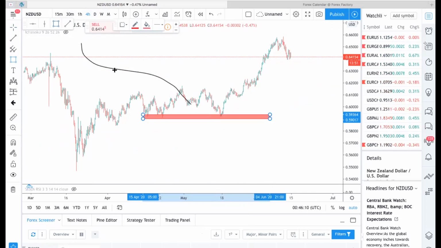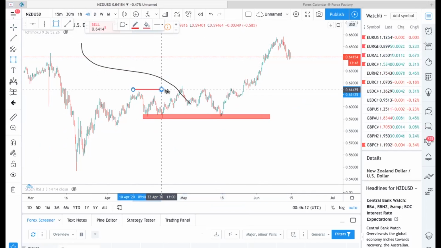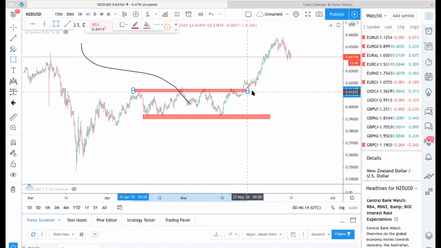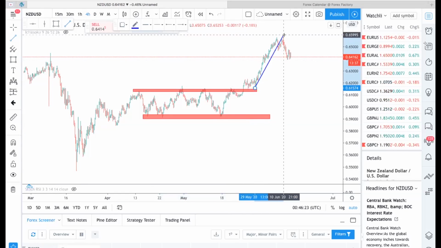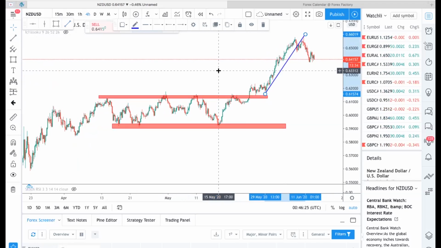And then this area as well is also a turning point. And as soon as price broke through that area, we have resistance, a sharp move to the upside.